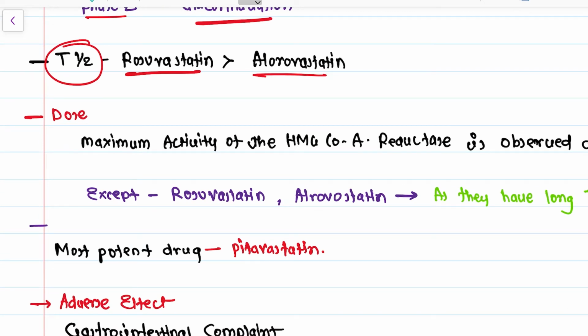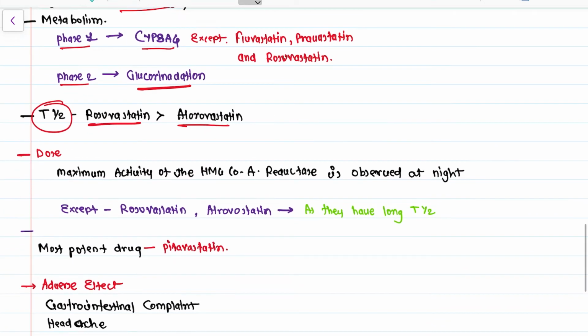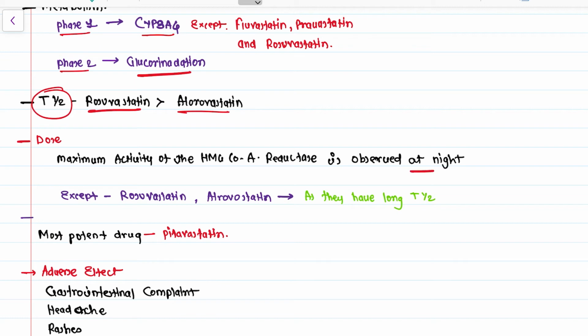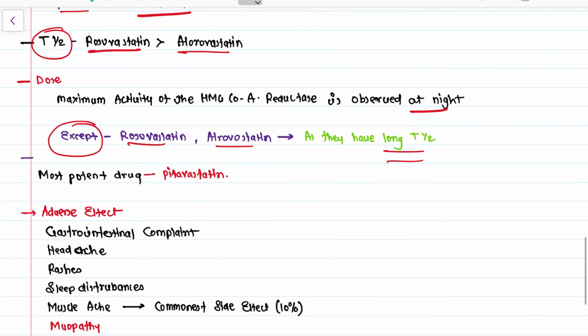Doses. Maximum activity of HMG-CoA reductase is observed at night, so statins are taken at night, except rosuvastatin and atorvastatin, as they have a long half-life, so that we can take them at any time. The most potent drug is pitavastatin.